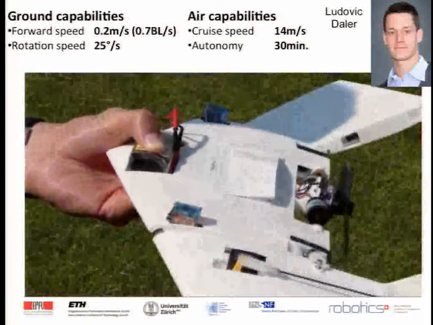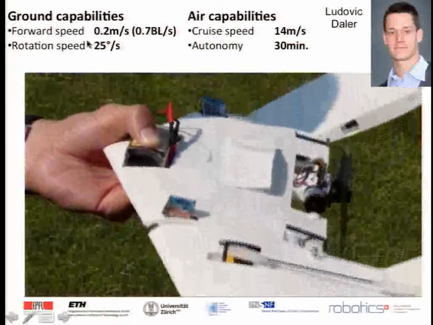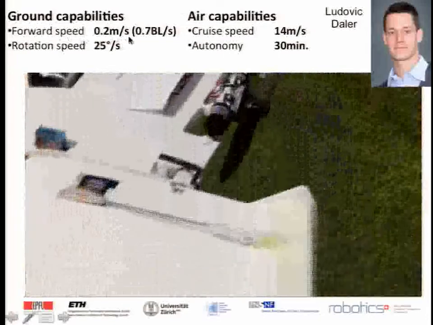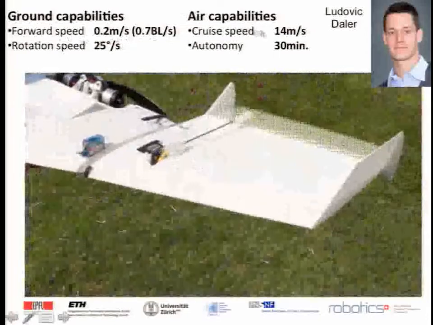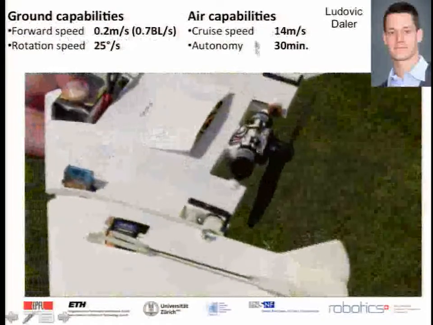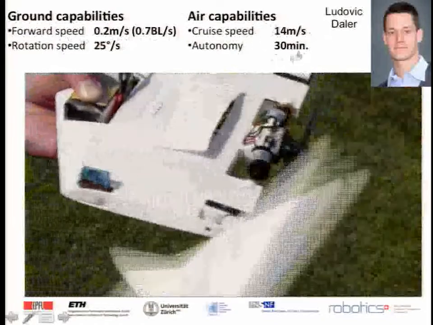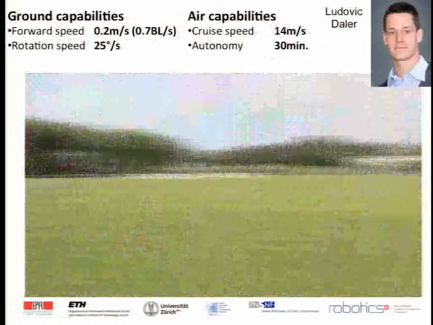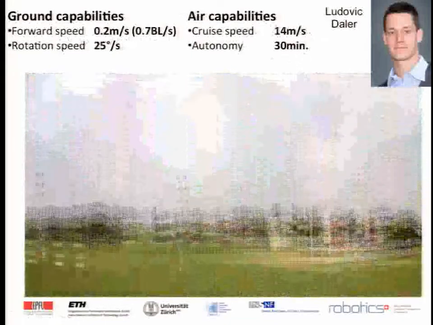Now here you see the characteristics of the robot on the ground. It's not a very fast robot when it walks, but it's not so bad either. And when it flies, it's almost like a fixed-wing flying robot. It still has an autonomy of 30 minutes for a robot that is approximately 450 grams, which is not so bad. So you see here, we can launch it by hand.